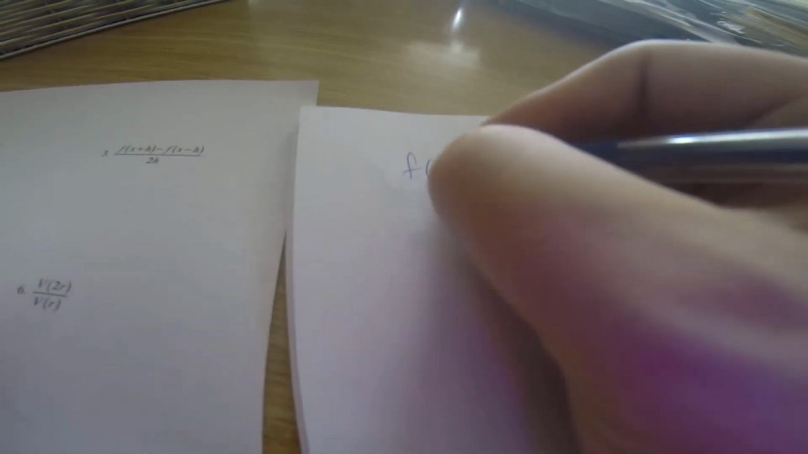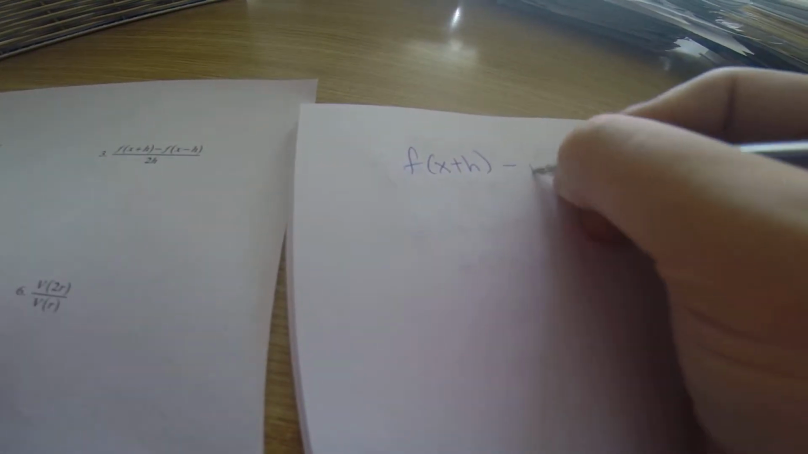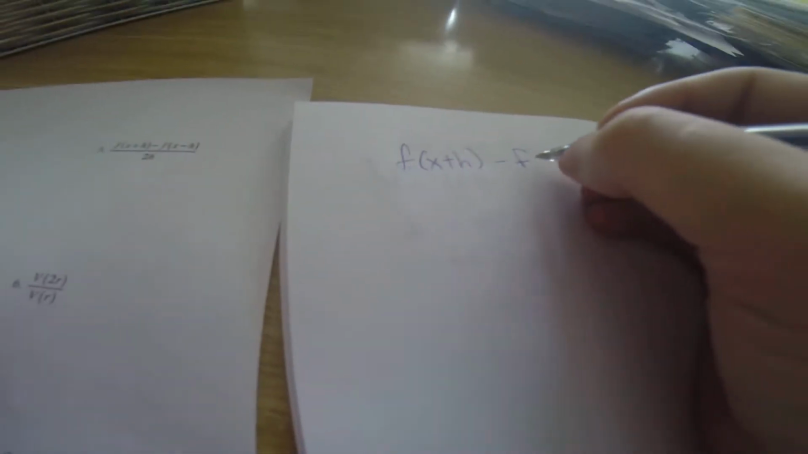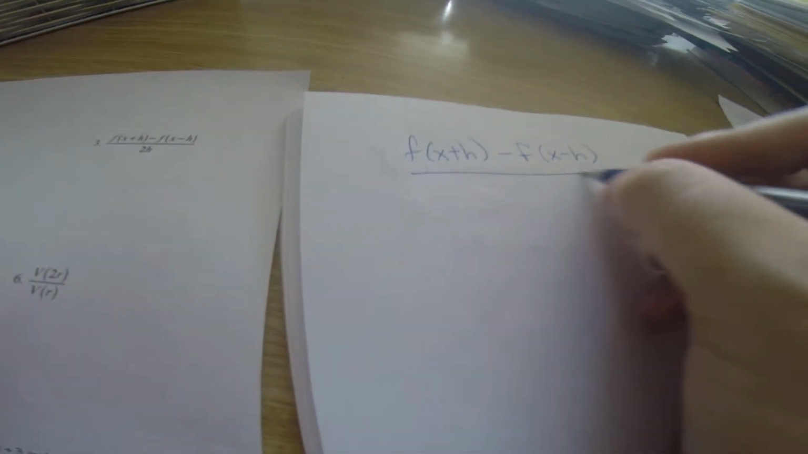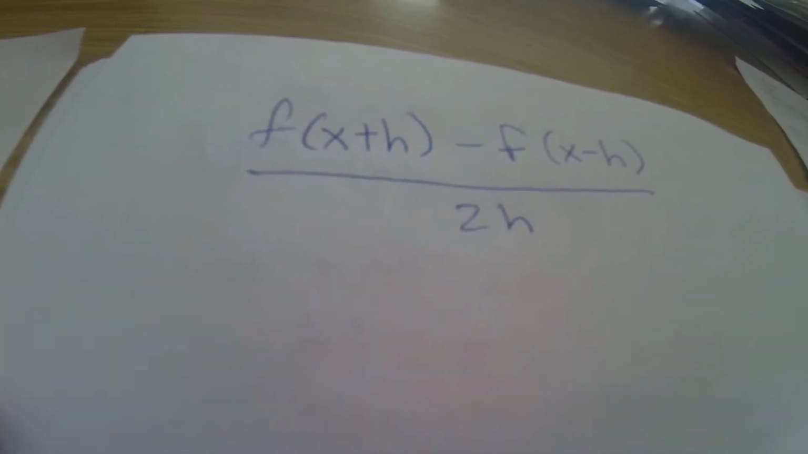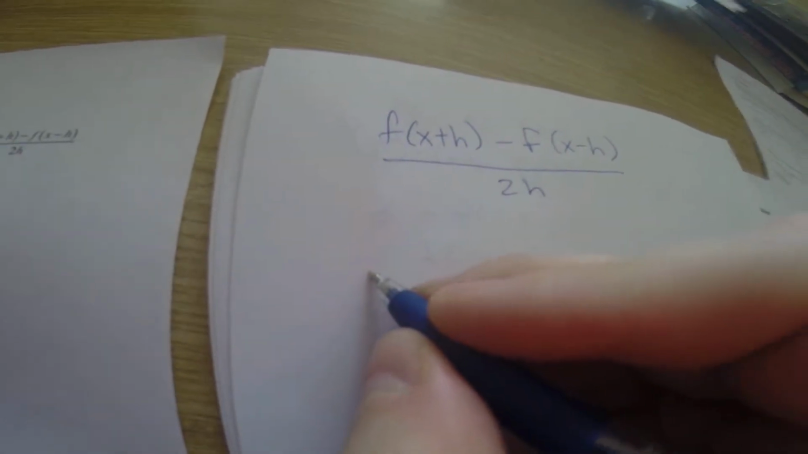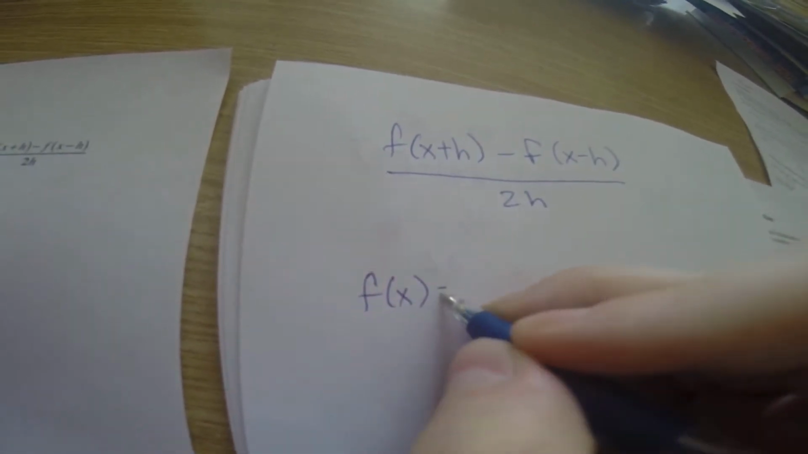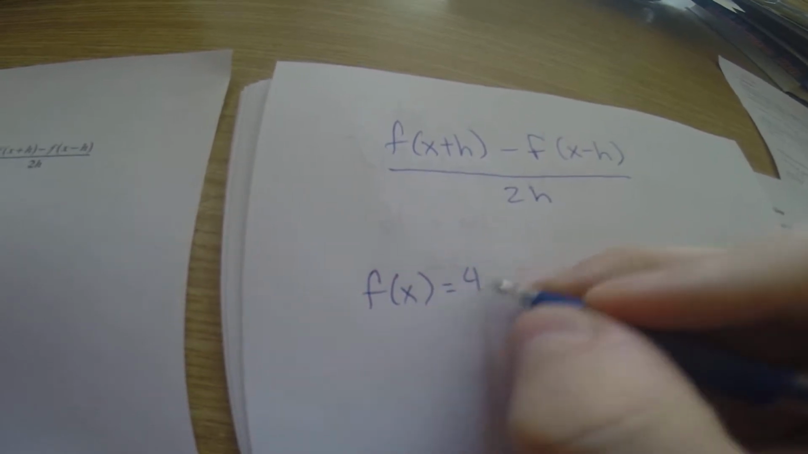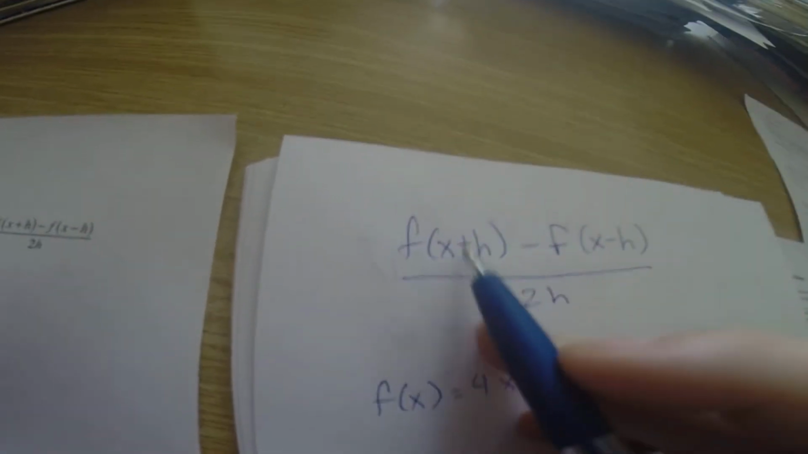Okay, one more. This is where it gets fun. We're going to be given f of x plus h minus f of x minus h, divided by 2h. Okay, so how do we go about solving this? It's going to become, if f of x equals 4x minus x squared, I'm just going to substitute in these values in here.